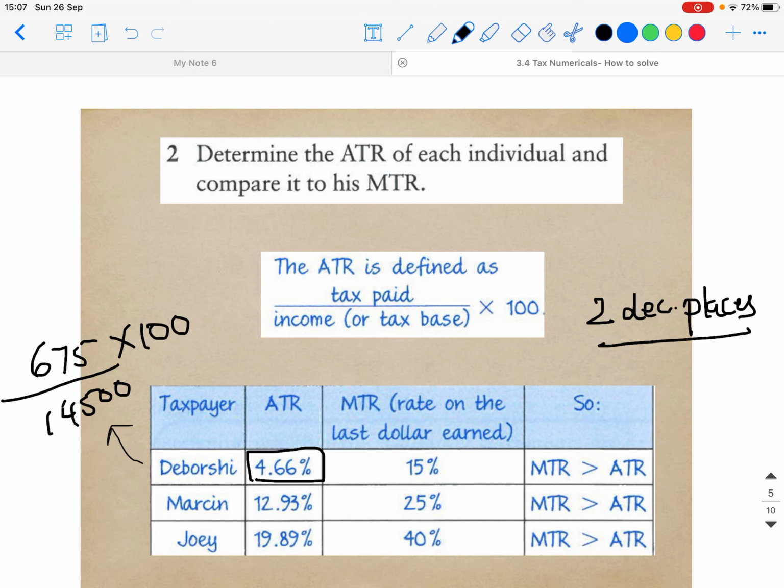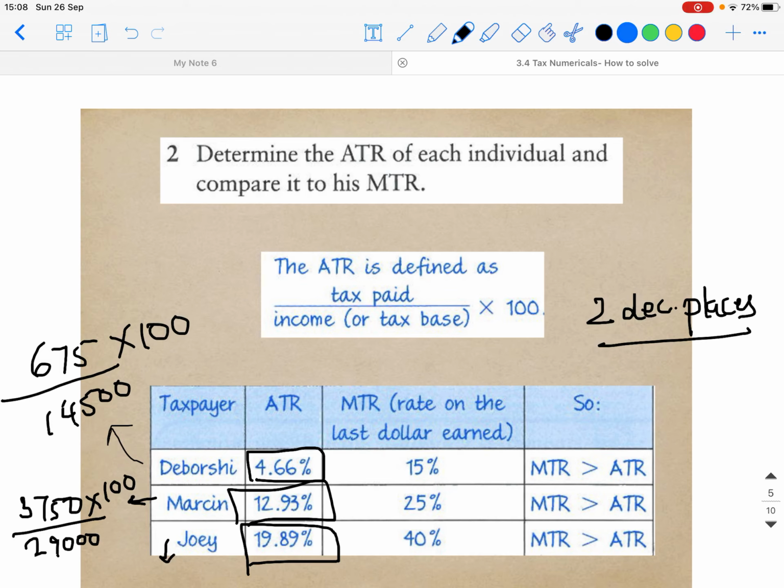Then the next one was we had calculated that the tax that Marcin has to pay was 3,750, and the total income of Marcin is 29,000. So again, we apply the same formula, tax paid upon total income into 100, and we get 12.93. And then we get for the last one also in the same way, 19.89. Again, we did the same thing.